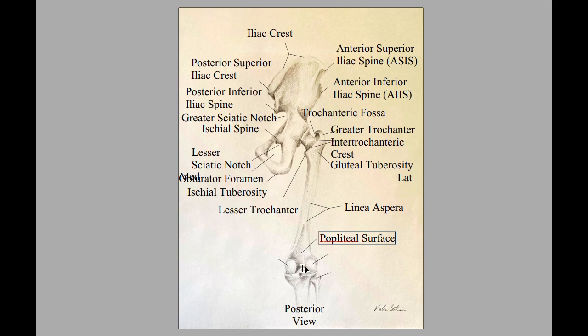Then we're going to look at these two aspects of the femur, right? And these are the two condyles of the femur. Okay, so this out here is going to be the lateral condyle of the femur, and this over here is going to be the medial condyle of the femur. Okay.